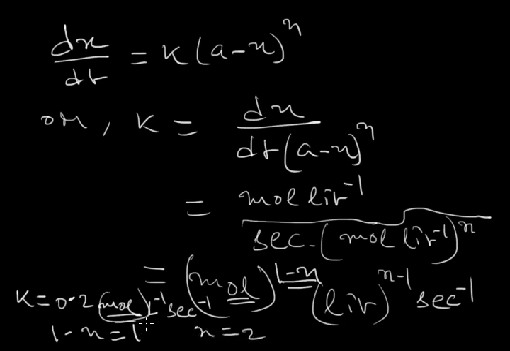So if we notice that the unit of rate constant is mole liter inverse second inverse, then the order of the reaction is 2. Similarly, if the rate constant is 5 second inverse, that means it has no mole term or liter term. That means 1 minus n is equal to 0. In that case, n is equal to 1. So for first order reaction, the unit of K is unit of time to the power minus 1. So from the unit of K, we can determine what is the order of the reaction.